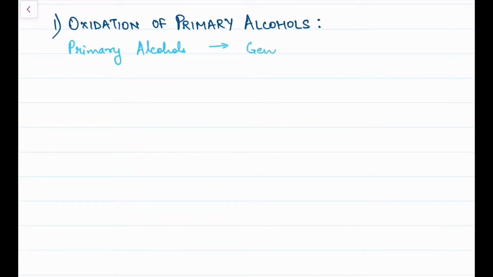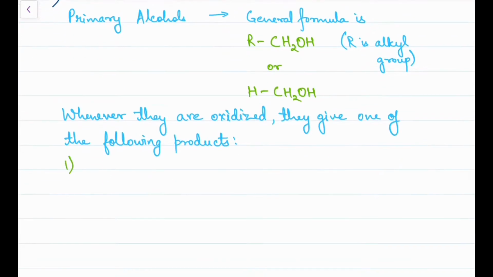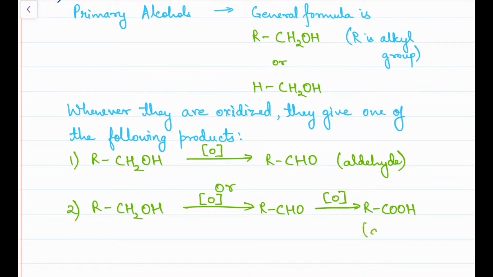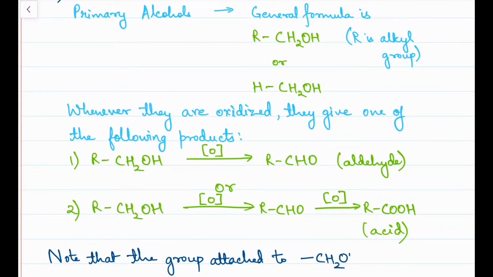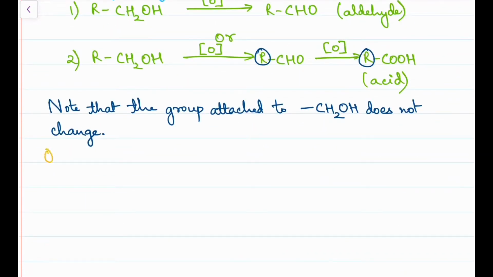The general formula for primary alcohol is RCH2OH or HCH2OH, where R is the alkyl group. Whenever primary alcohols are oxidized, they will give you one of the following products. They'll either form an aldehyde or they will form an acid. Now, one thing to remember is that when primary alcohol oxidizes to an aldehyde or even an acid, the alkyl group attached to the functional group does not change. You can see that R remains the same. Only CH2OH changes to either CHO or COOH.